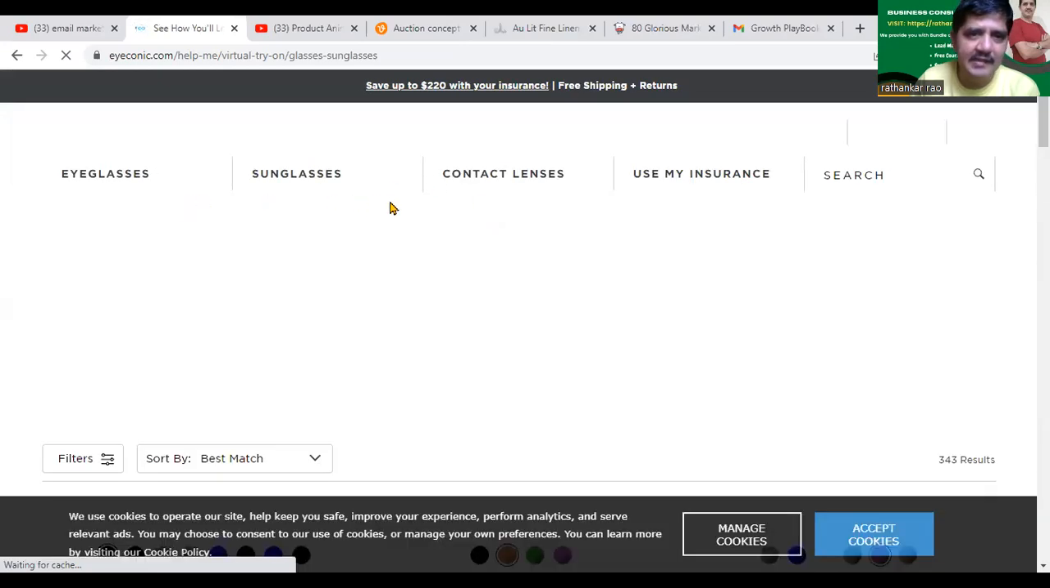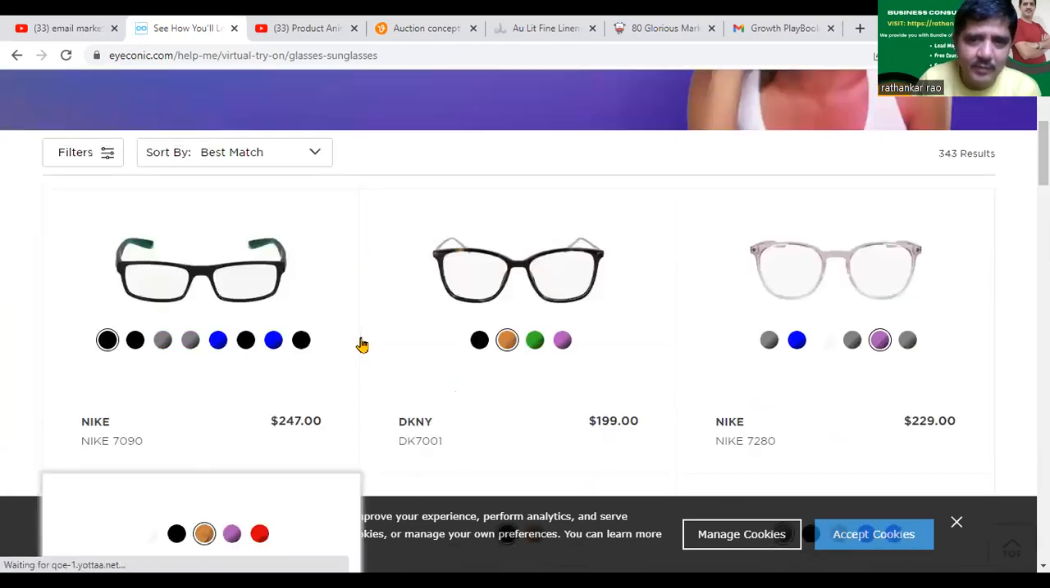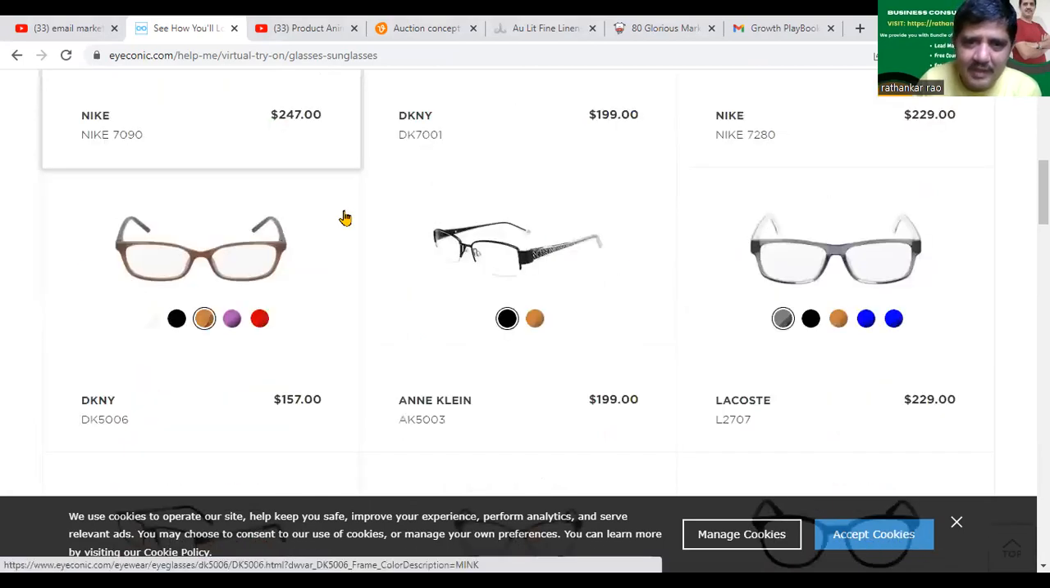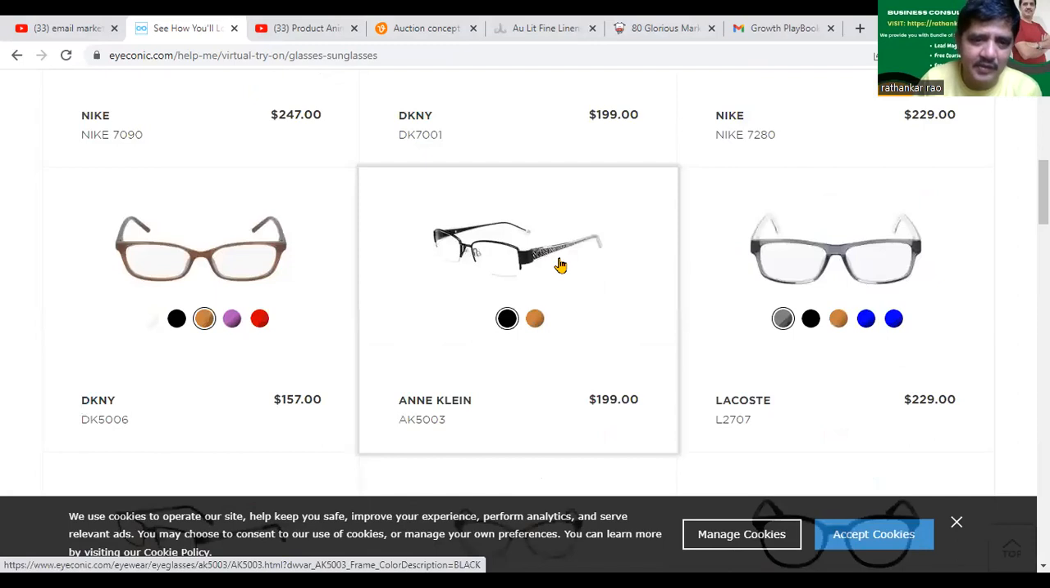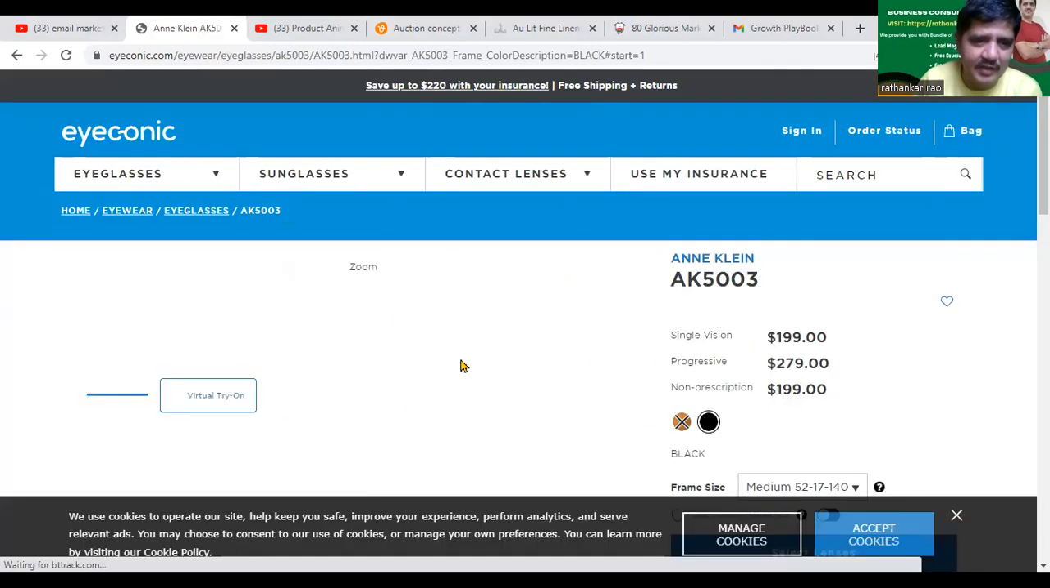Right, I have eyeglasses, sunglasses, contact glasses, and so on. Let's get started. Okay, so you have so much over here. Let me choose one of these glasses. I think this glass will be fine, or maybe this glass is okay. I'll choose this one. I'm not going to purchase anything. Okay, it says $199 over here.